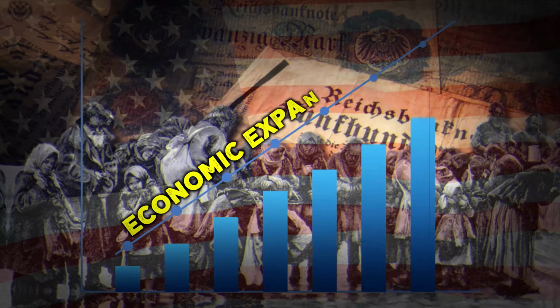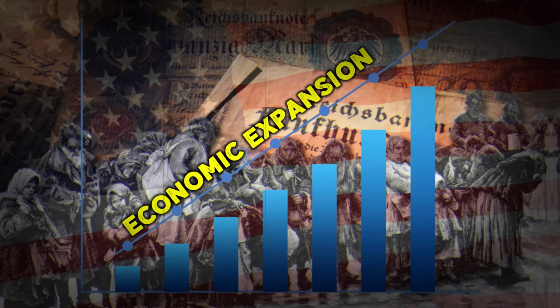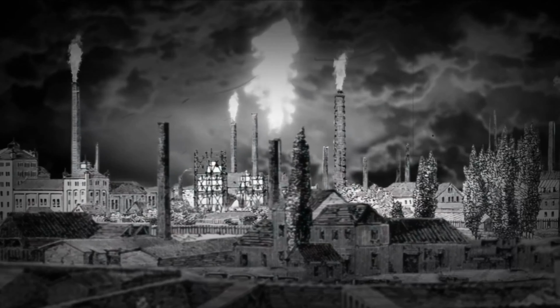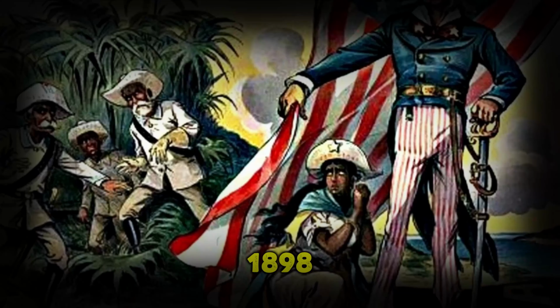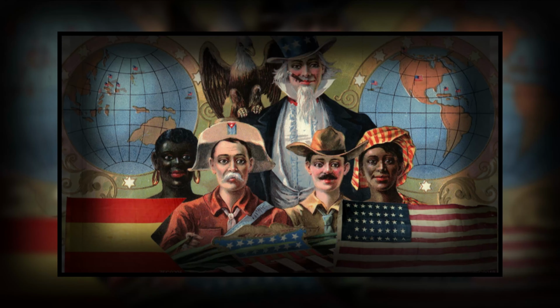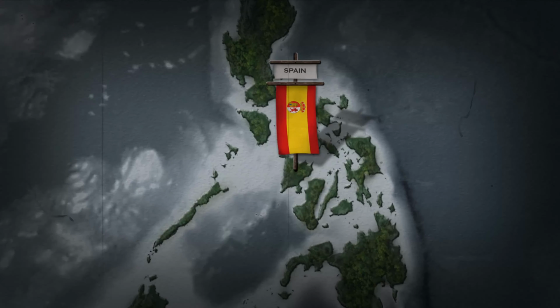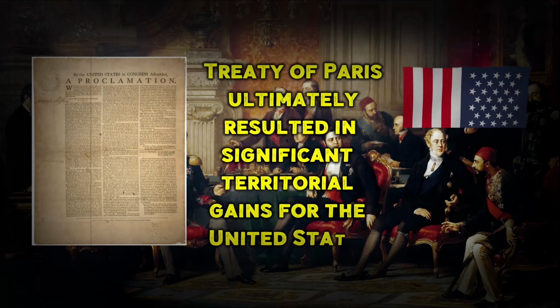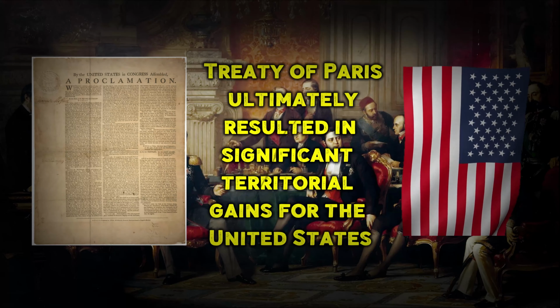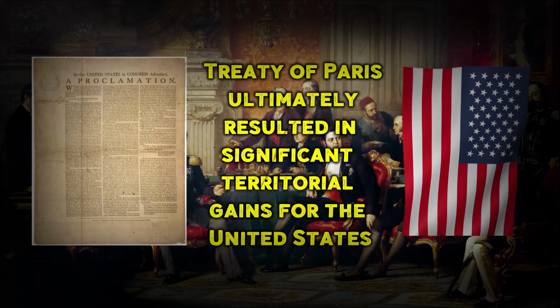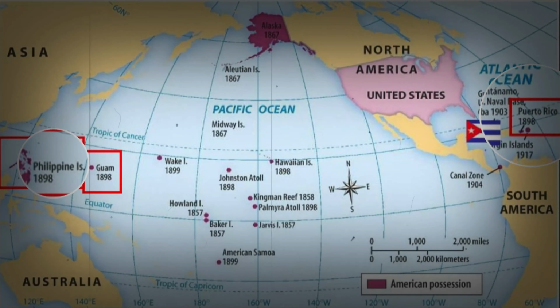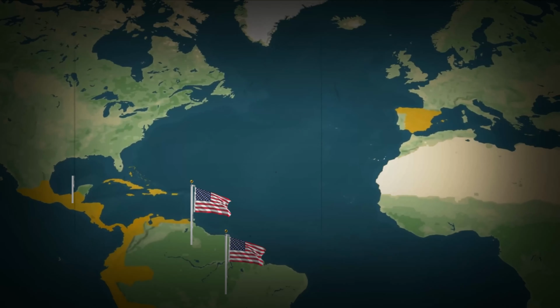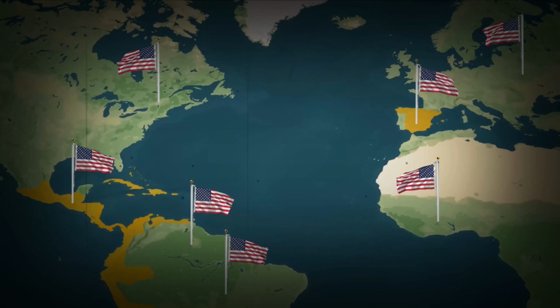The 19th century witnessed a surge in economic expansion, marked by the emergence of numerous industries and a concerted focus on infrastructure development. In 1898, the United States found itself embroiled in the American-Spanish War. While Americans achieved victories in some short-term battles, the Treaty of Paris ultimately resulted in significant territorial gains for the United States. The acquisition of the Philippines, Puerto Rico, and Guam further solidified America's growing influence on the global stage.